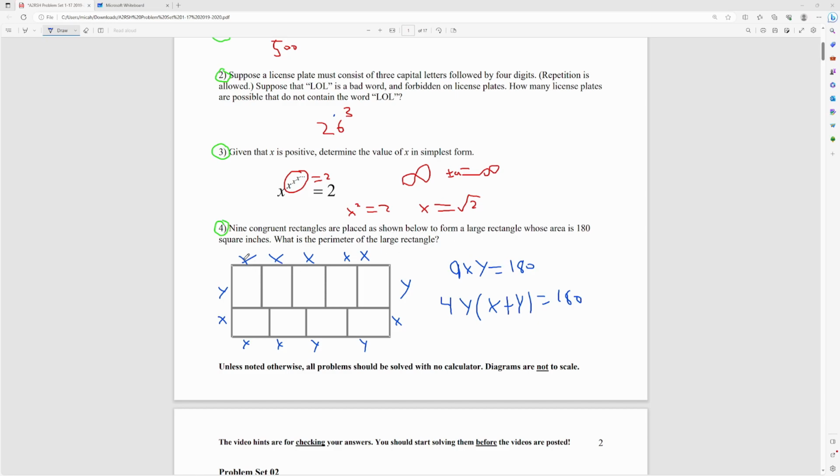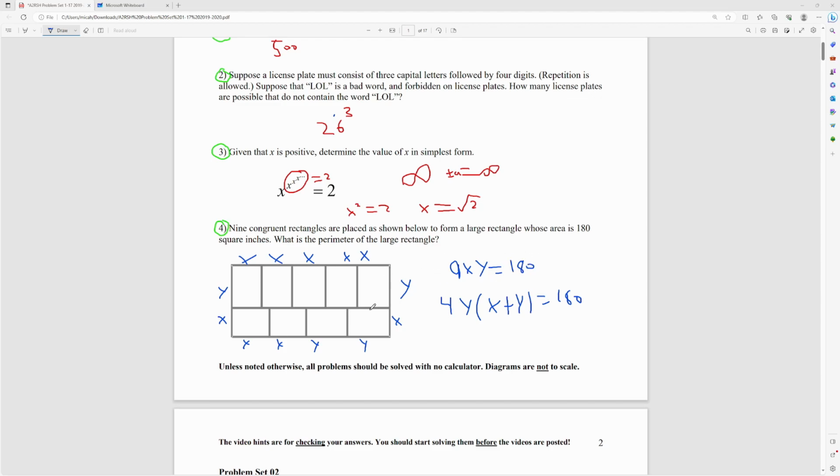So this next problem says that 9 congruent rectangles are placed as shown below to form a large rectangle whose area is 180 square inches. What is the perimeter of the large rectangle? So there's 2 ways that we could say what the area of this large rectangle is. Firstly, we could say that the area, not the perimeter, the area, is 9 of these smaller rectangles with an area of xy each. So 9xy equals 180.